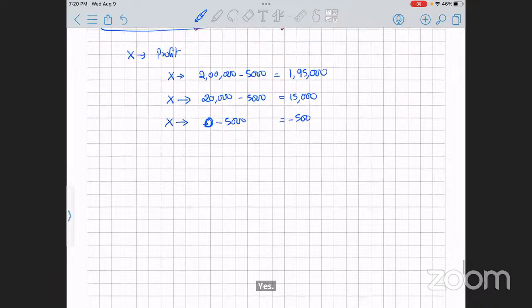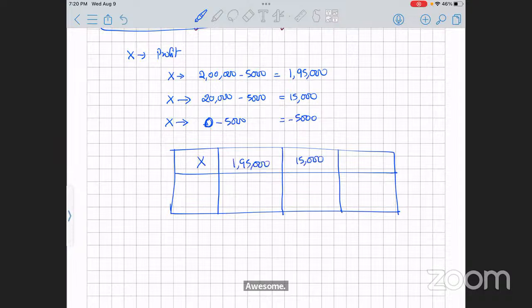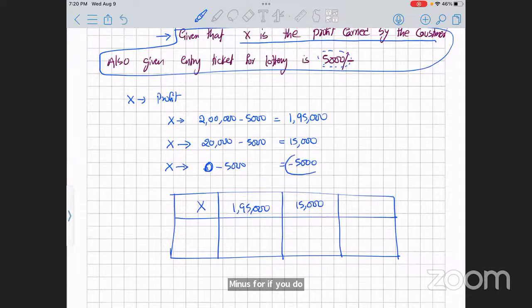These are the three possibilities. The third is when we do not win anything. So X takes 1,95,000, 15,000, and minus 5,000. When do we get minus 5,000? If you didn't win, but you spent 5,000 on that, there is no profit. Minus indicates loss. It is a loss of 5,000.